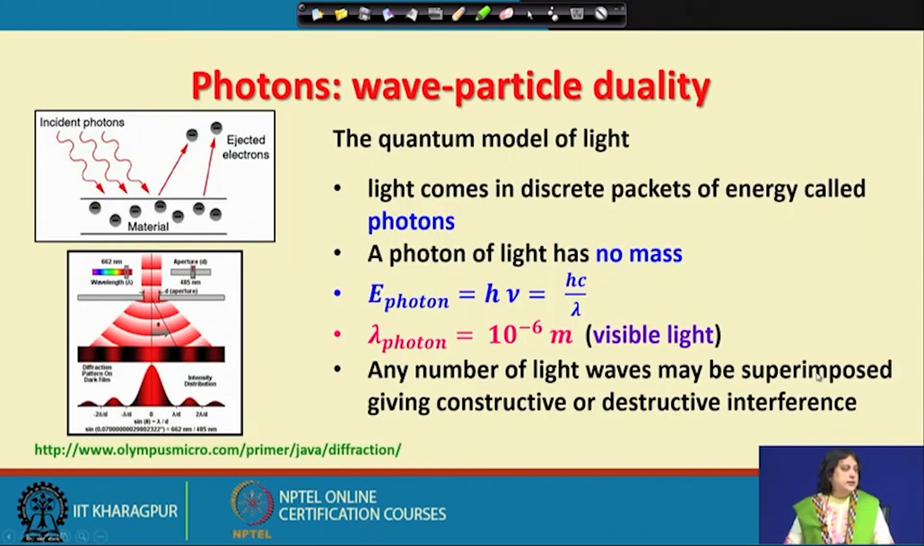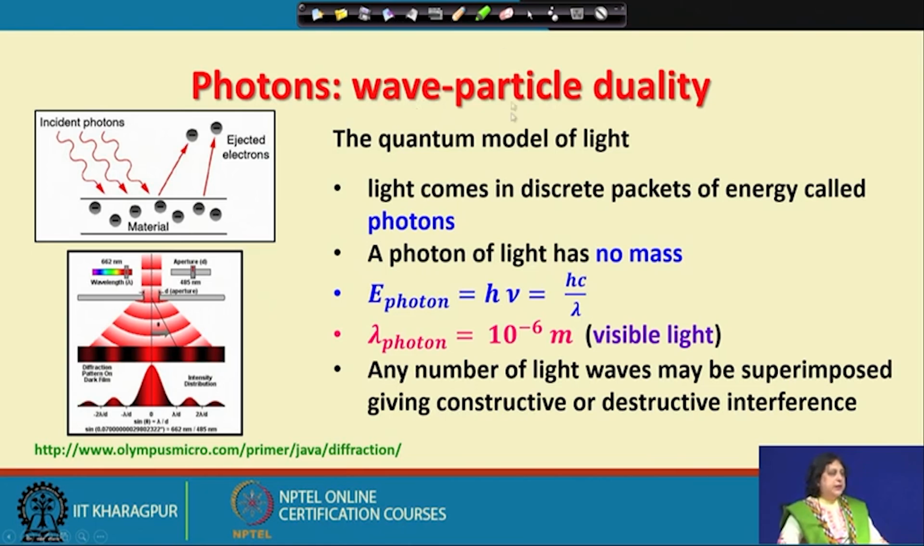Now, let us look at what happens in the case of photons. We know that light, when it shines on any media, any surface or any matter, we generally understand light as an electromagnetic radiation which is associated with wave nature.